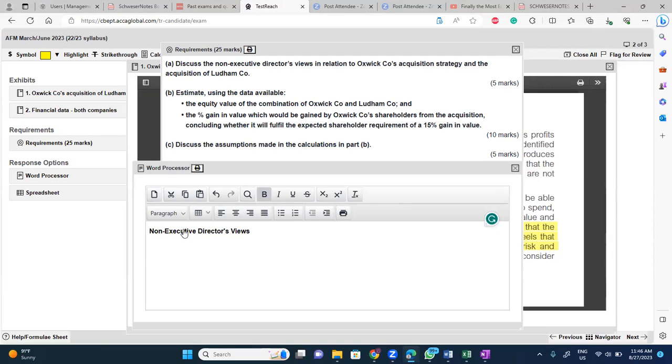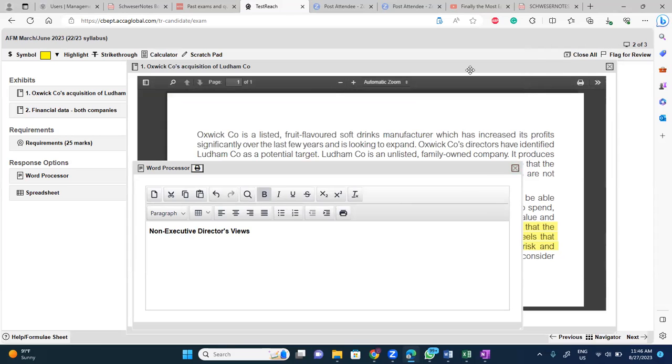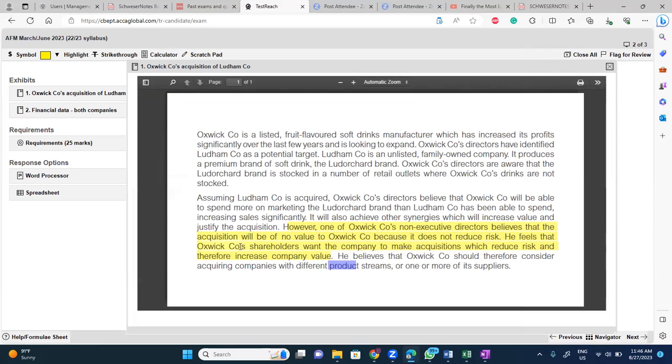Number one is the acquisition strategy and the acquisition of Ludum. By the way, what was he saying? No value to Oxwick because it does not reduce risk. Shareholders want the company to make acquisitions that will reduce the risks. Views about shareholders, views about different product streams, and views about the acquisition.